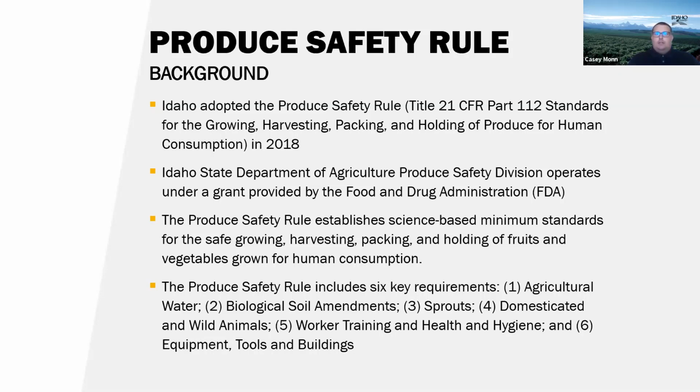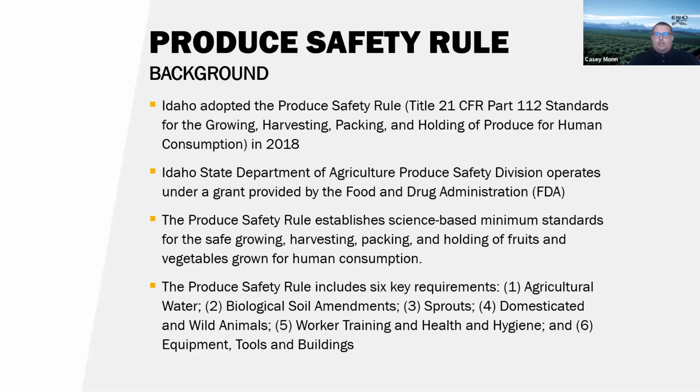Idaho adopted the Produce Safety Rule in 2018. With that, the Idaho State Department of Agriculture developed the Produce Safety Division, which I joined just over 2 years ago, with the hope of building a program that can both educate and regulate farms as they relate to food safety. The Idaho State Department of Agriculture Division operates under a grant provided by the Food and Drug Administration. FDA is a partnership that we work with, and we operate strictly under that grant.